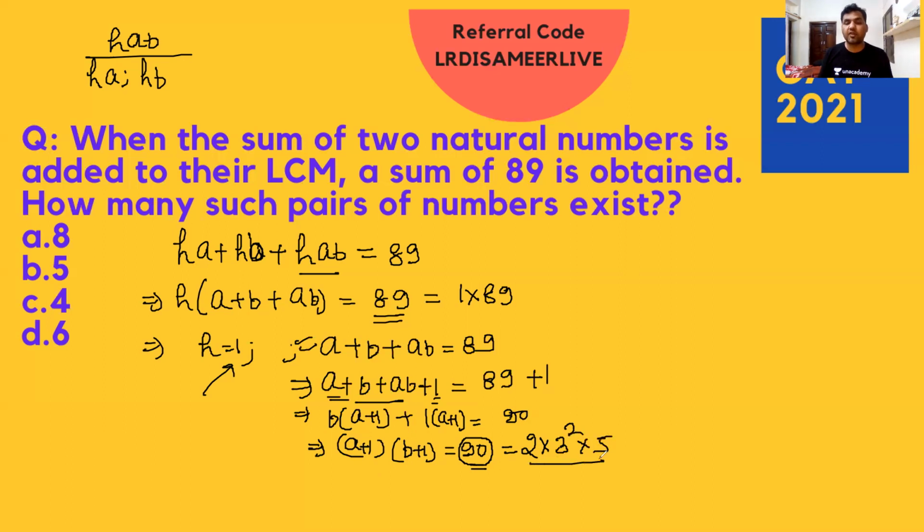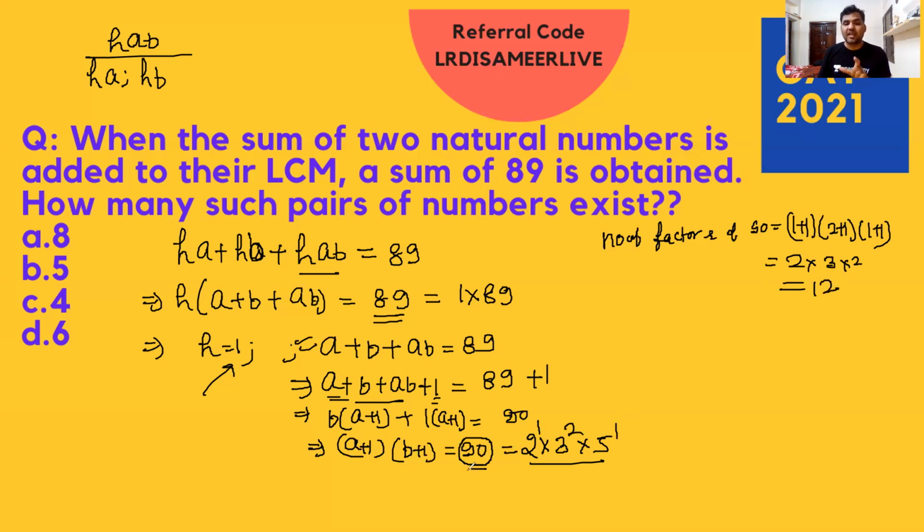That is 2 into 3 power 2 into 5. That's a factorization form. Now, the number of factors of 90 are equal to 1 plus 1, multiplied by 2 plus 1, multiplied by 1 plus 1, right? So the number of factors of 90 are 2 into 3 into 2, that is 12.